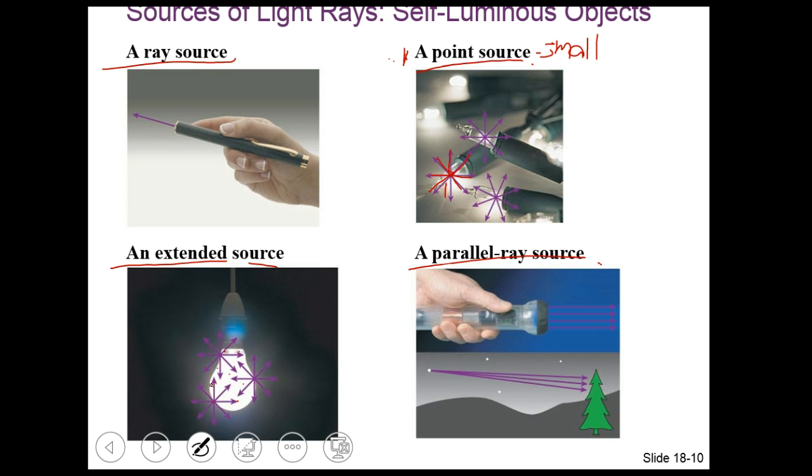And then there's a parallel ray source. So a parallel ray source is kind of like a ray source, right? Only, again, bigger, like a flashlight. And so when you shine a flashlight, you actually have a beam of light that goes out. It's bigger than just a ray source, but you've got lots of rays in there that travel in a straight line along the foreseeable path, right?